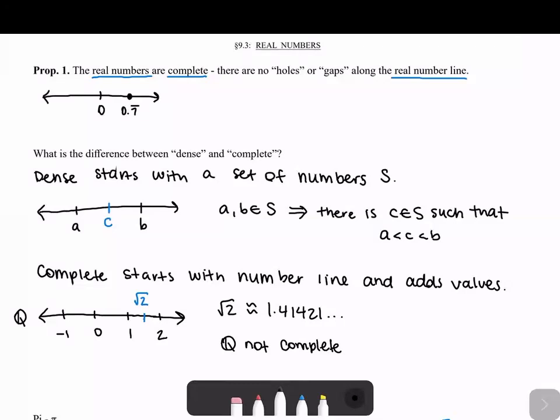So this is density and completeness. So I think that the next section talks about famous irrational numbers, pi and phi and e. So I'm going to save that for the next video.